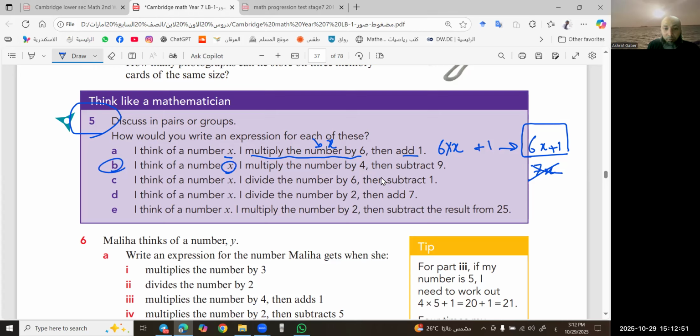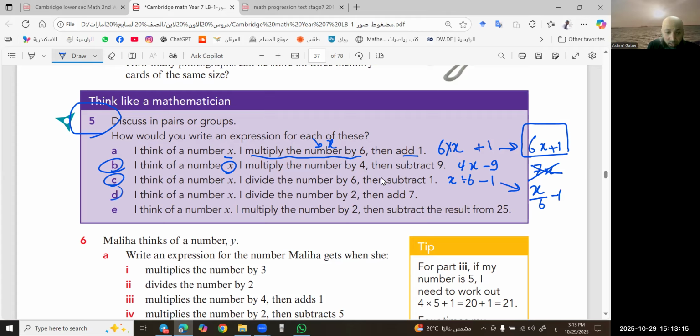Then in exercise B, I think of a number x. I multiply this number by 4, so 4x. Then subtract 9, so minus 9. And in this exercise, which is C, I think of a number x, I divide the number by 6. So x divided by 6. Then subtract 1. Or we can write it as x over 6 minus 1.